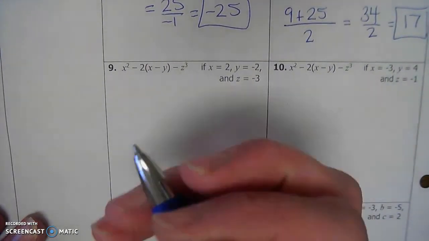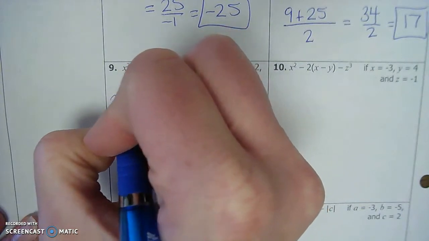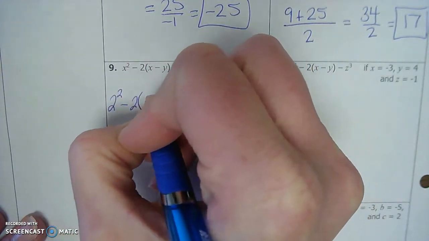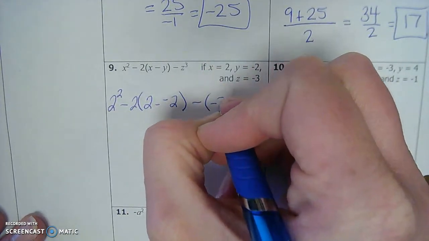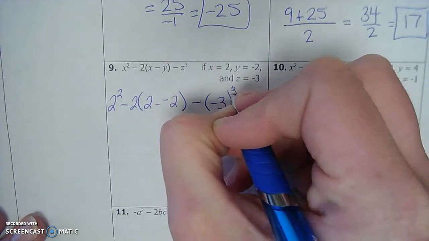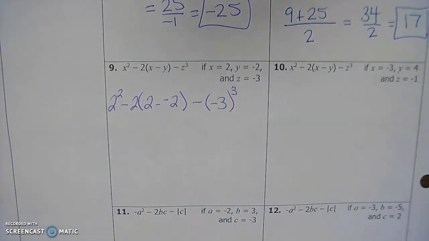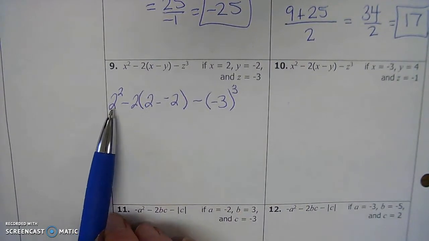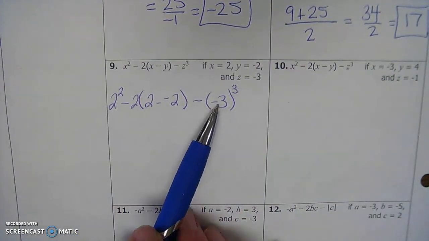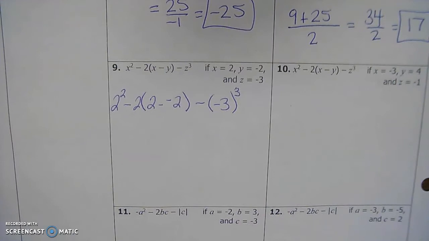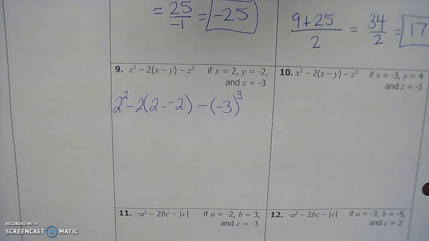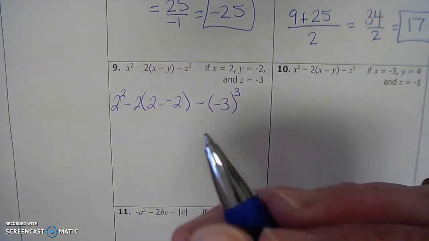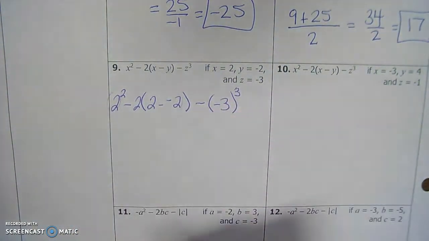Number 9. 2 squared minus 2 times 2 minus -2 minus -3 cubed. So again, anytime you have a negative with exponents, make sure you put that in parentheses. So I left some of the parentheses out, but with the negative exponents, it's a good idea to put it in there. If you want to, again, you can always put it in anyway. So we basically have 3 sections here.